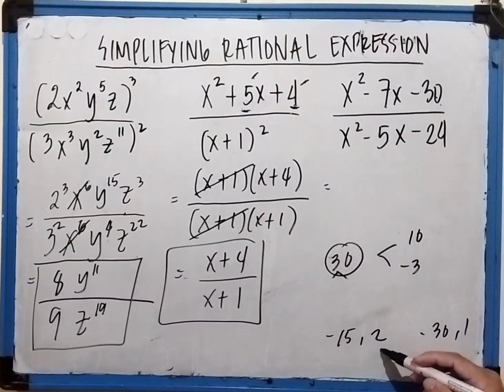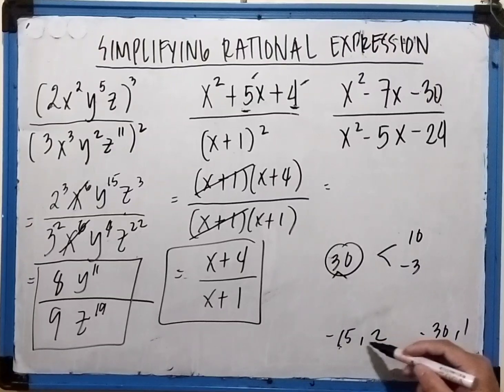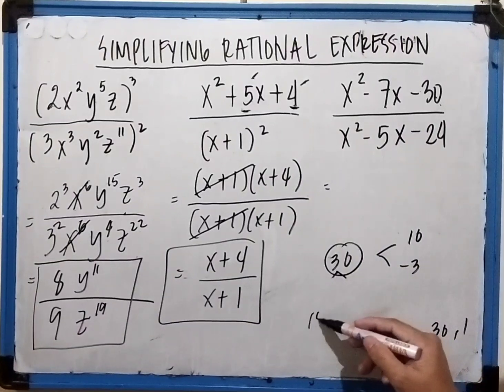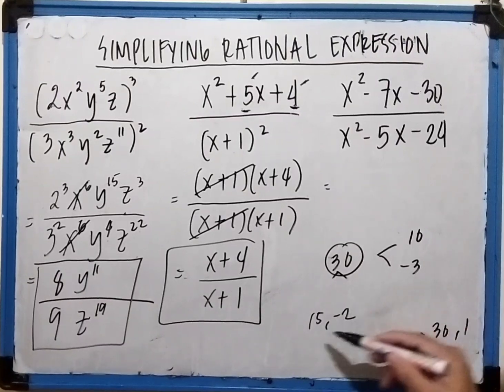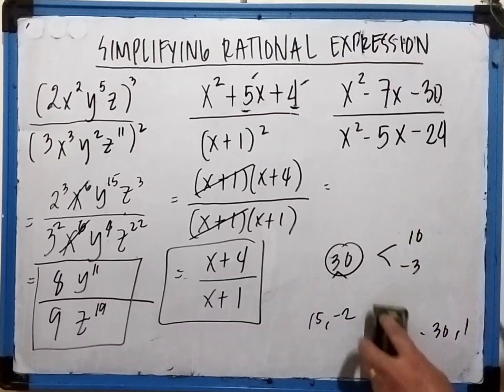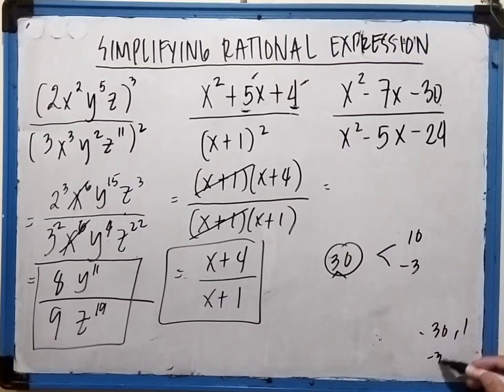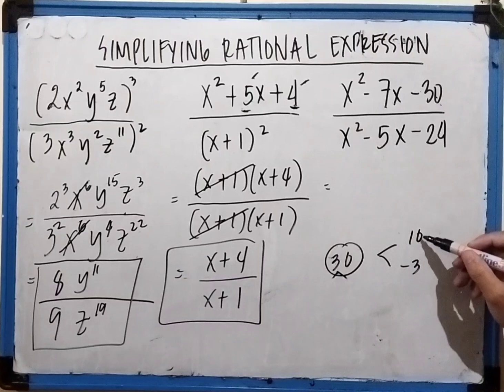Si 15 times 2 is also 30, negative yan. But negative 15 plus 2 is negative 13, which does not satisfy. So pag pinaliktad, ganun din. Pag 15 and negative 2, ganun din, 13. So hindi pwede ito. Si negative 30 times 1 is also negative 30, pero negative 30 plus 1 is negative 29. So hindi rin pwede ito. The only factor na pwede is ito.